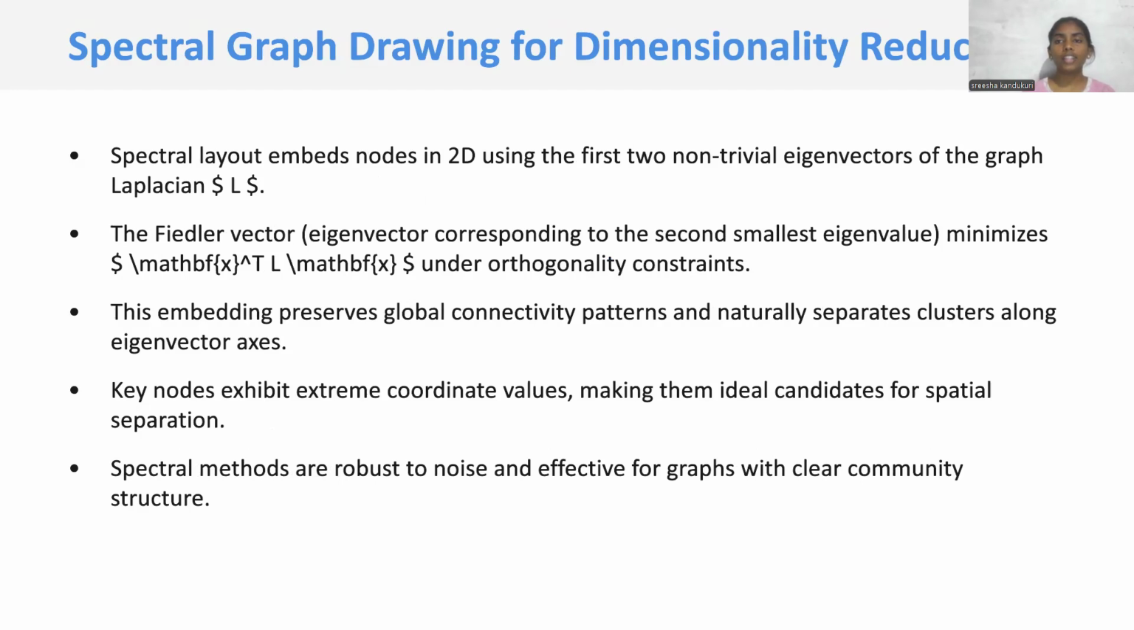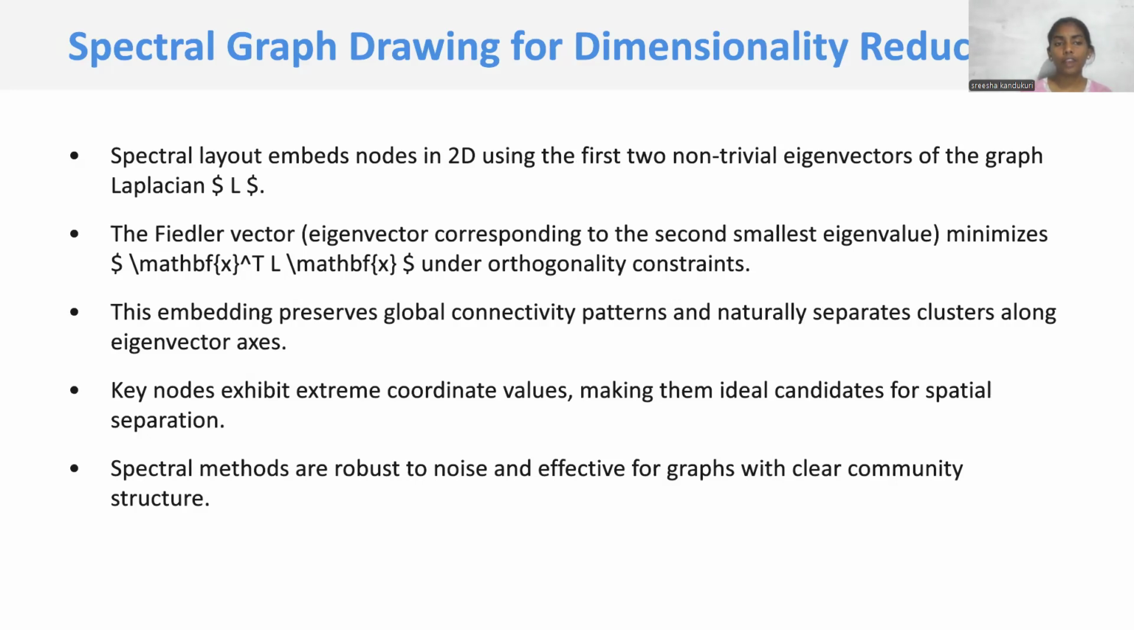Spectral graph drawing for dimensionality reduction. The spectral layout embeds nodes in two dimensions using the first two non-trivial eigenvectors of the graph Laplacian. So there is some mathematical background involved in this graph drawing for dimensionality reduction. Eigenvectors are used in 3D as well as in 2D.